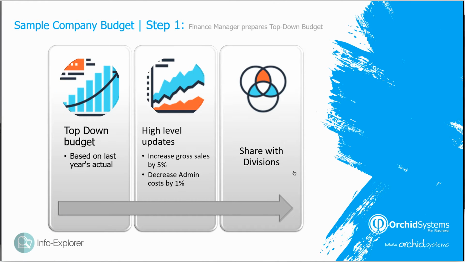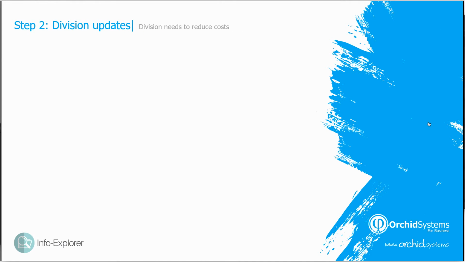We've seen how the finance manager can quickly prepare a top-down budget based on last year's actual, do some high-level adjustment to sales and the costs, update Sage 300, and then be in a position to share with all the different divisions their starting budget for next year. Next step, each division will update their own budgets based on their strategic role in the business.